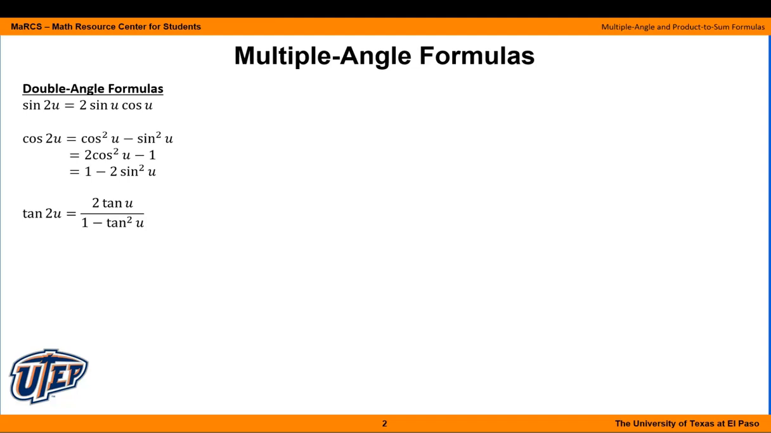Let's begin with the multiple angle formulas. The double angle formulas express trigonometric functions of twice an angle in terms of the original angle. Notice that the cosine double angle formula has three equivalent forms. Depending on the problem, one form may be more convenient than the other. The tangent double angle formula is obtained from the tangent sum formula by setting the two angles equal. I encourage you to become familiar with these identities because they appear frequently throughout trigonometry and calculus.